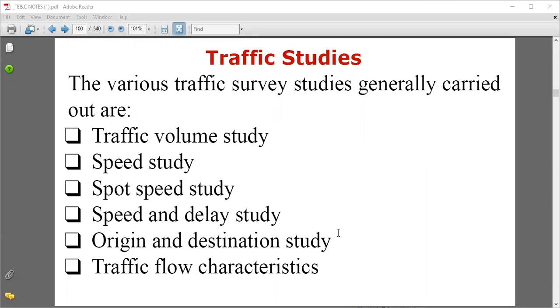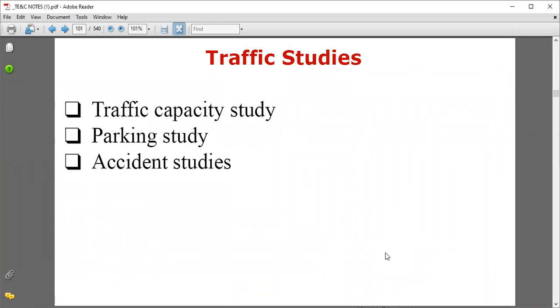Okay, so we'll see the next point. In traffic studies, there are three most important points here. One is the traffic capacity, which will be collected from the road only. Second one is the parking study, means some of the vehicles which are moving on the roads, some of the vehicles are stopping at the parking side, which is at the near side of the road. And the third one is the accident studies.